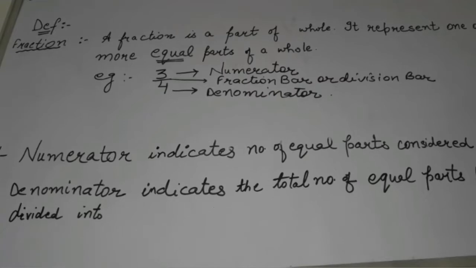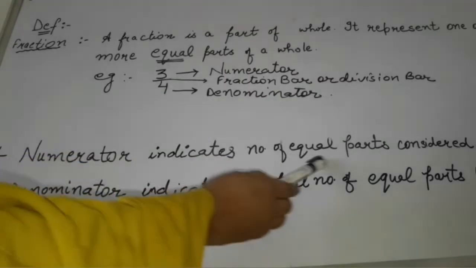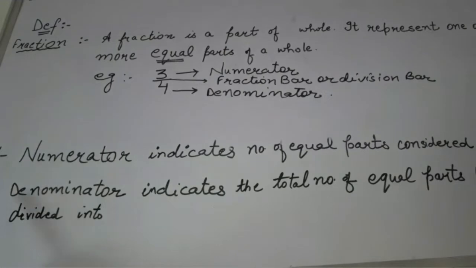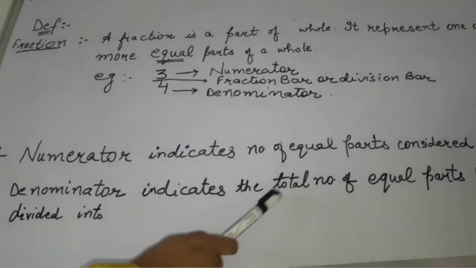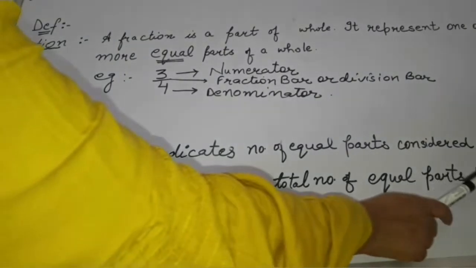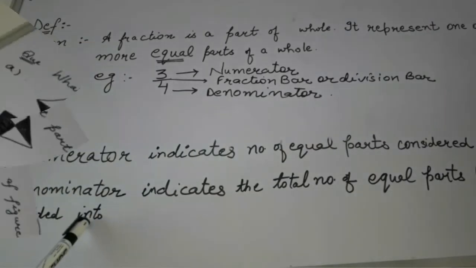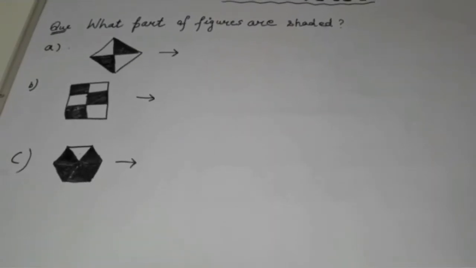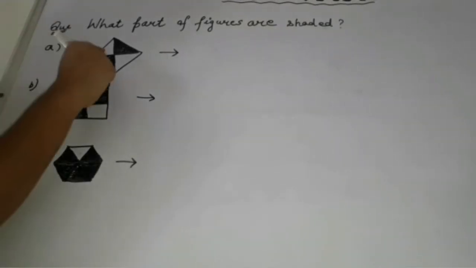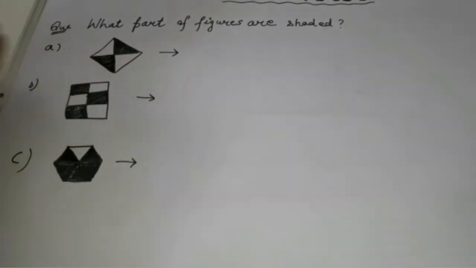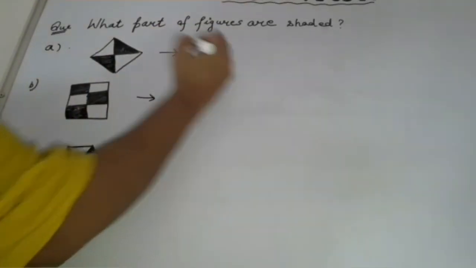Numerator indicates the number of equal parts considered, and denominator indicates the total number of equal parts the whole is divided in, which is saying what part of the figures are shaded. That is, we have to find the fraction of shaded portion. Now in the first figure, how many total parts are there in the whole? Let us count it. 1, 2, 3, 4. So the total number of the parts we will write in the denominator.